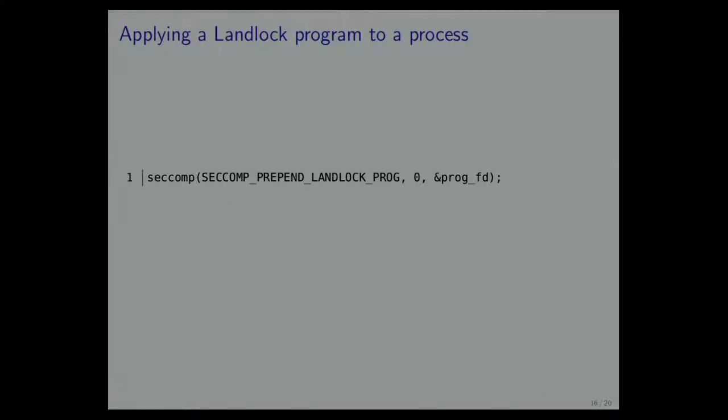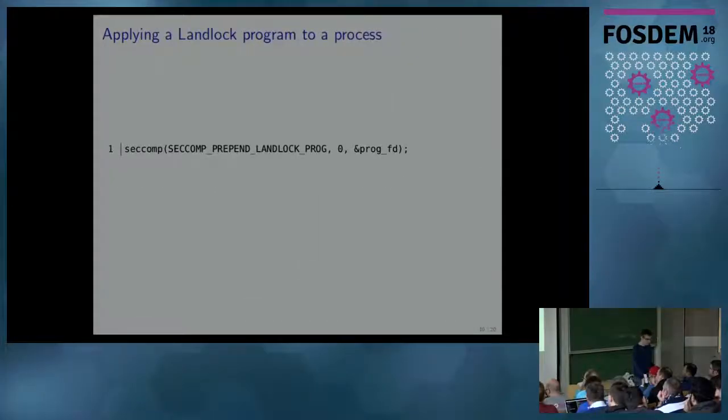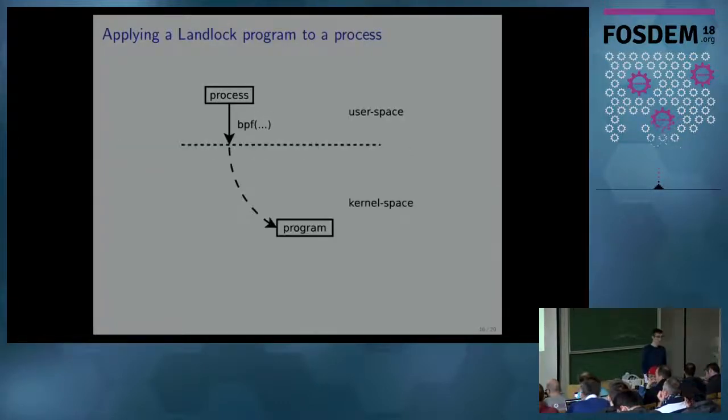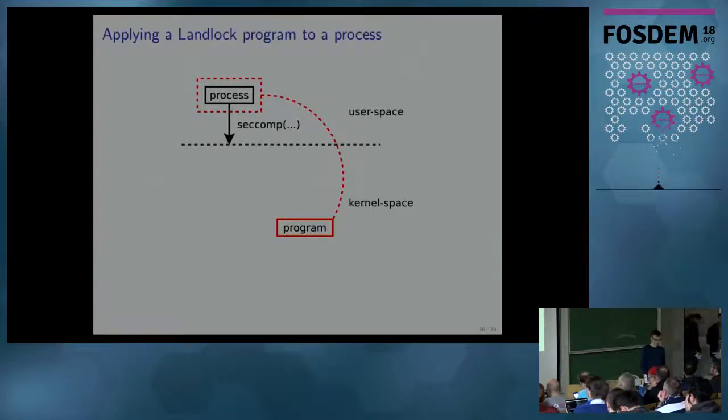Then to apply this program to the current process, we use a seccomp syscall. But we do not enforce a seccomp filter, we enforce a Landlock program. So here there is a new seccomp syscall command, which is to prepare a Landlock program. And as argument, we put the Landlock program. So it is a chain of programs. So we loaded the BPF program in the kernel, and then we can apply it to ourselves. So the process applies its own program to itself.